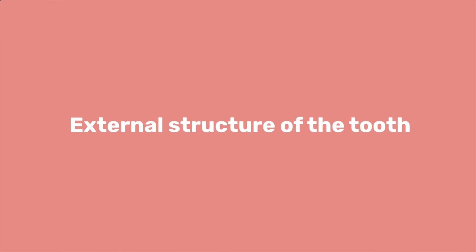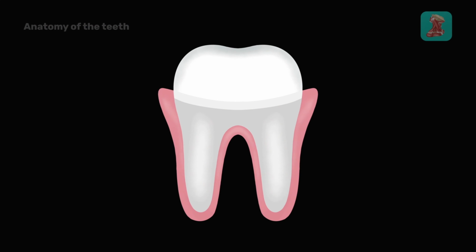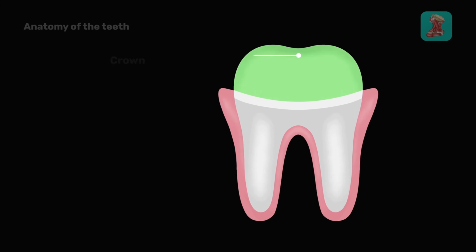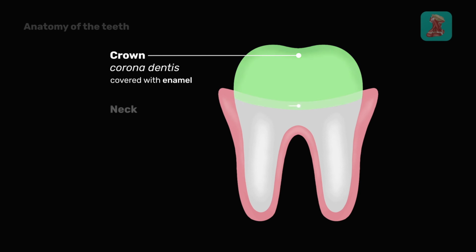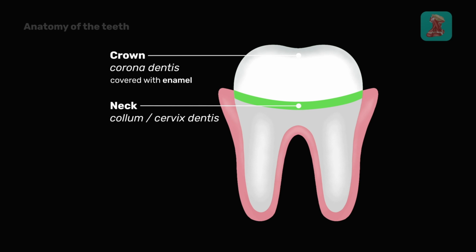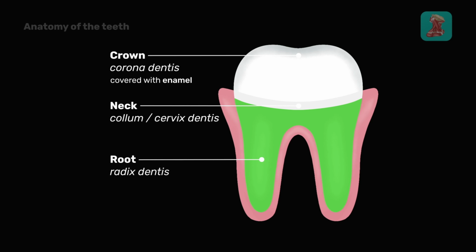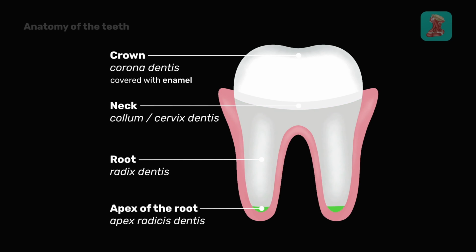The external structure of the tooth. There are three main anatomical parts of the tooth. The crown, which is a thickened part of the tooth, protruding from the dental alveolus, covered with enamel. The neck, which is a narrowed part of the tooth located between the crown and the root. The root, which is a part of the tooth located inside the dental alveolus. The root of the tooth ends with the apex of the root.